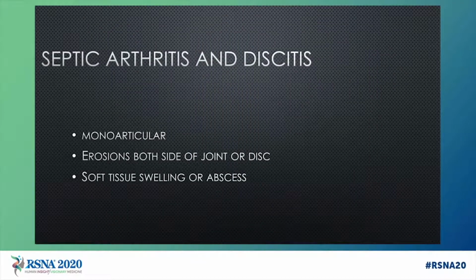So, septic arthritis and discitis, typically monoarticular or one disc. Look for erosions at both sides of the joint or disc, and soft tissue swelling and adjacent abscess.